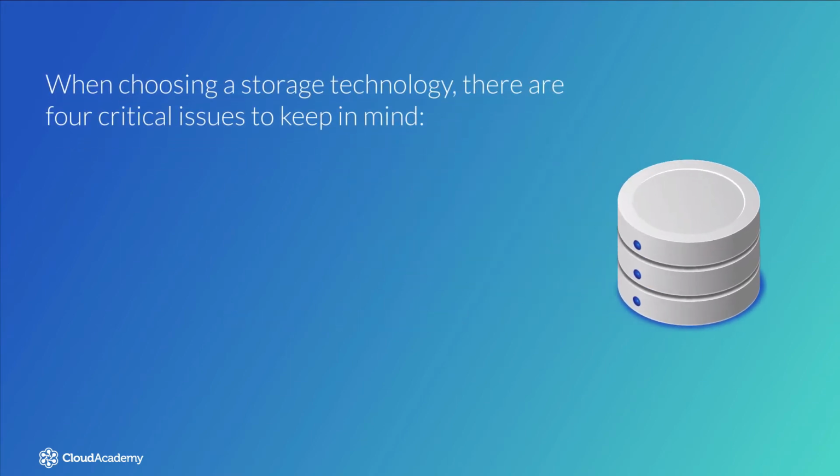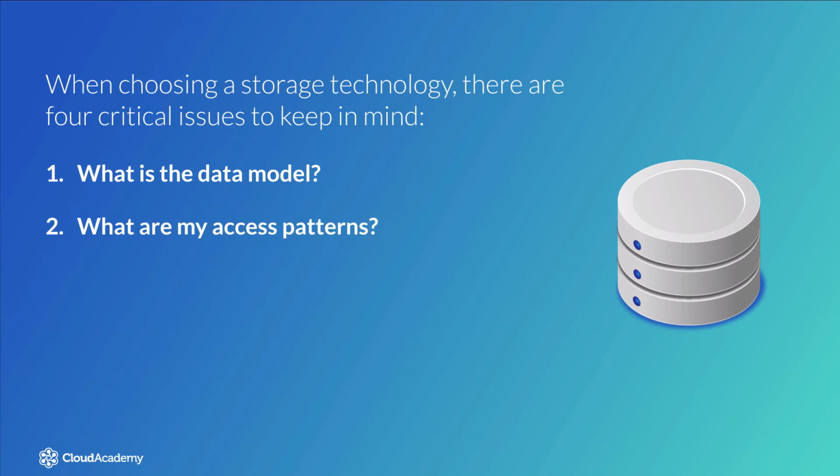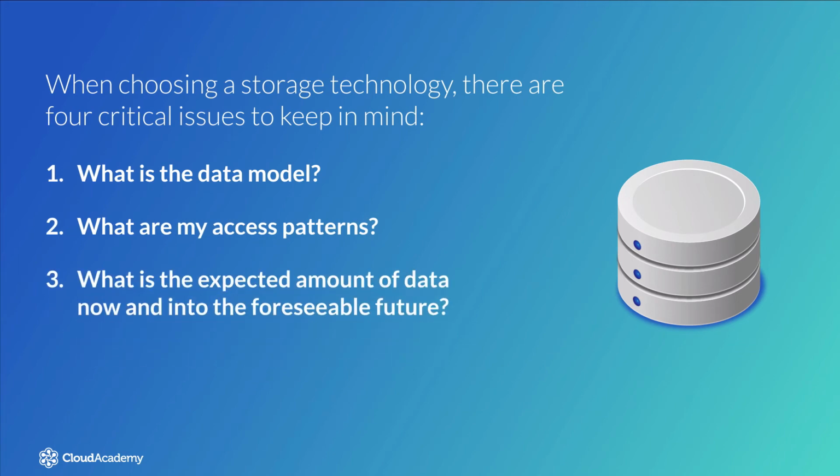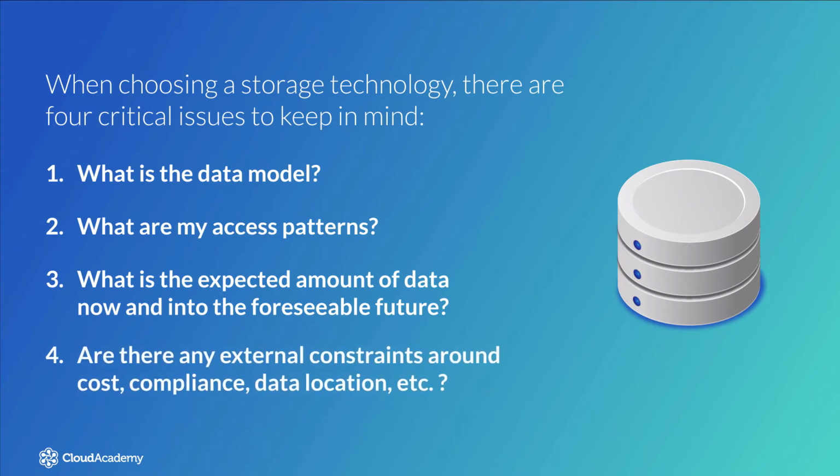So when choosing a storage technology, there are really 4 critical issues to keep in mind. 1, what is the data model? 2, what are my access patterns? 3, what is the expected amount of data now and into the foreseeable future? And then 4, are there any external constraints around cost, compliance, data location, etc.?